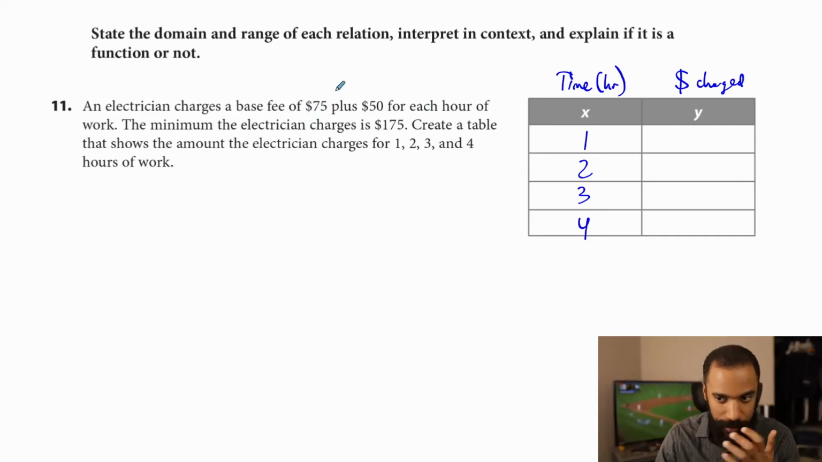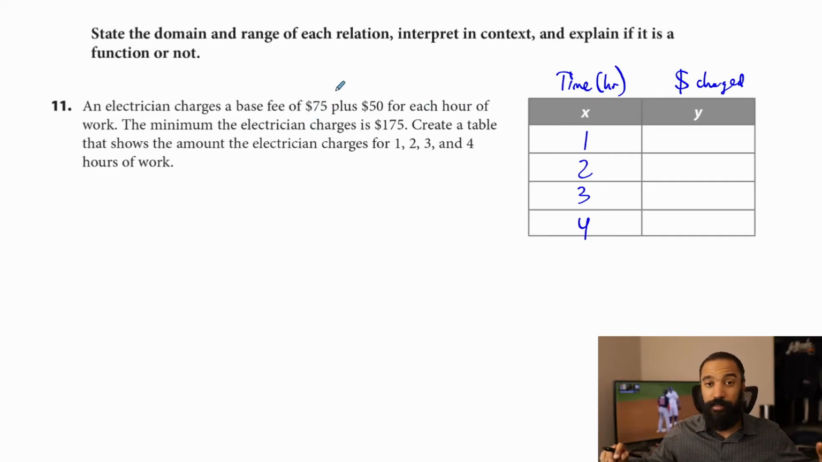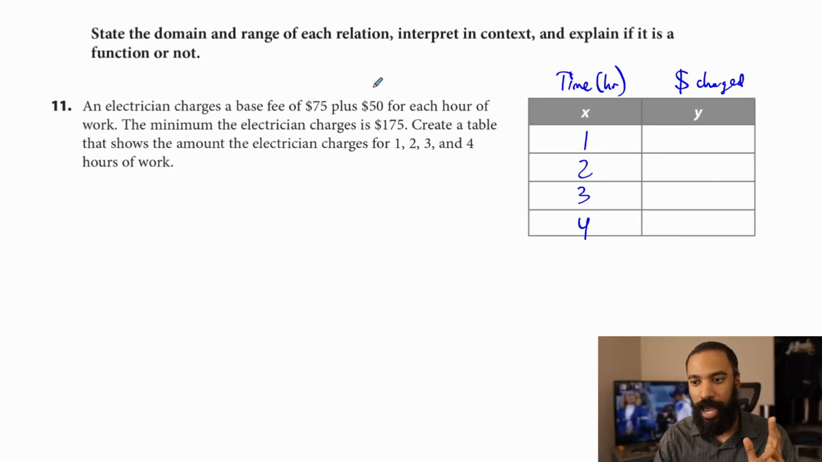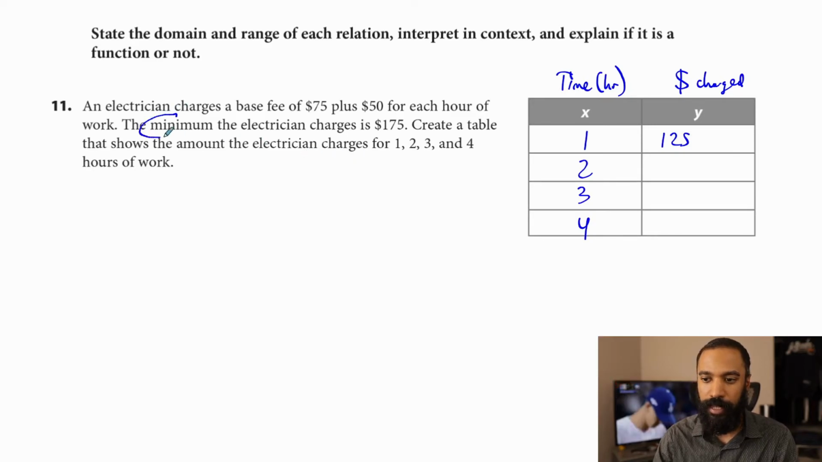So you do, okay, 75 is the initial base fee, just up front as a cost, and then 50 afterwards for each hour. So after 1 hour, 75 plus 50 is 125. But there's another mistake here. The minimum the electrician charges is $175.